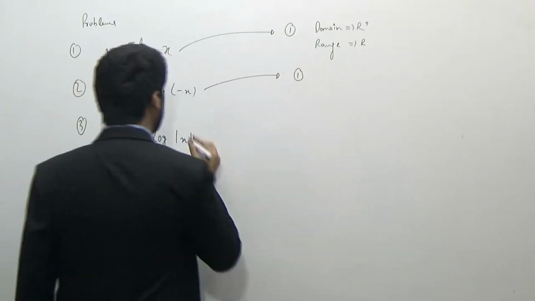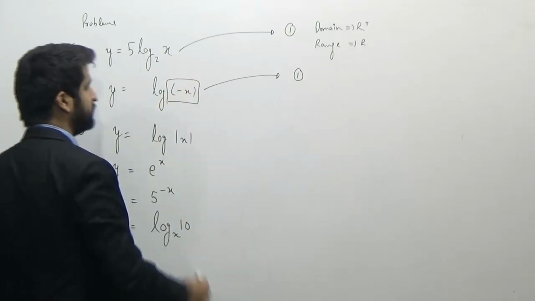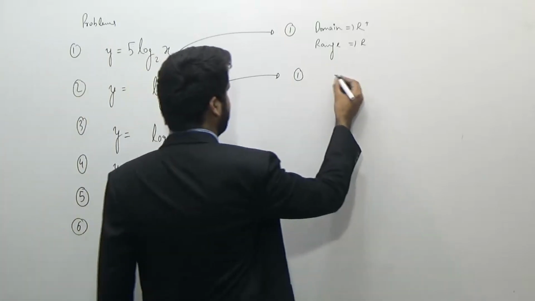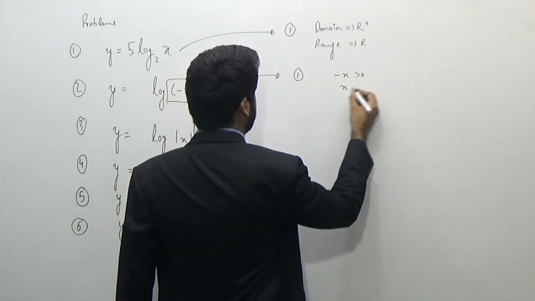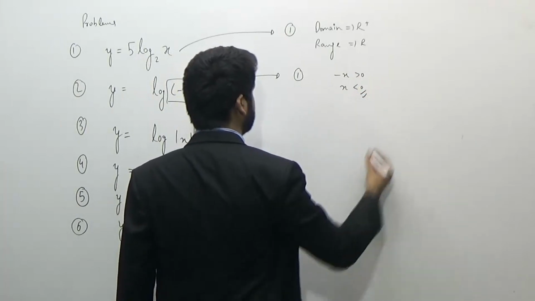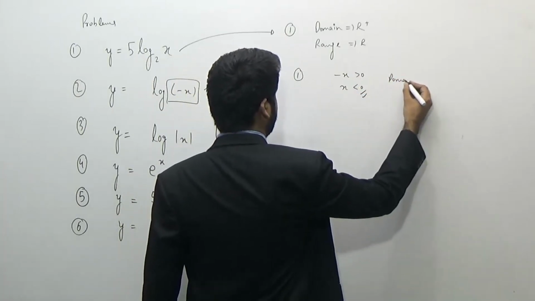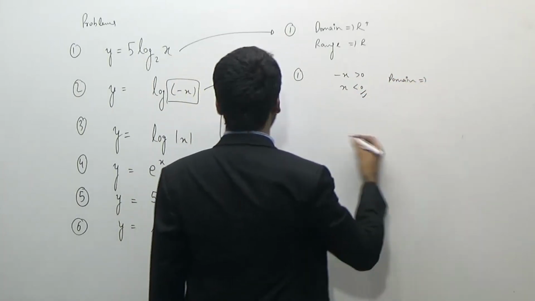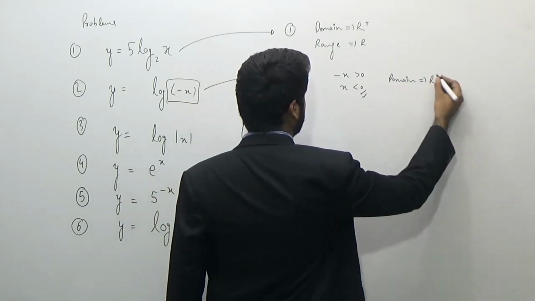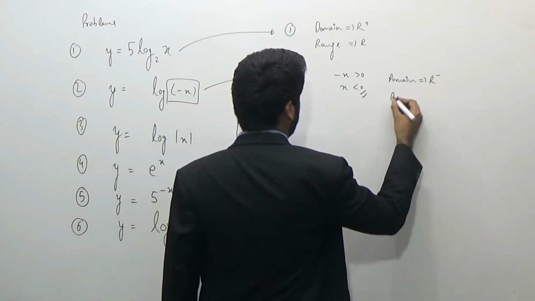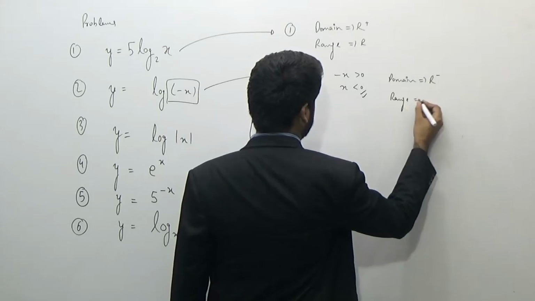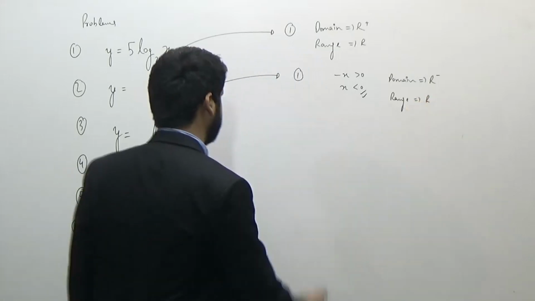In this case we know that the number inside the log should be positive. Therefore minus x should be greater than 0, so x should be less than 0. So this is a basic condition, so the domain of this function is equal to R minus, right? And the range will be all real numbers. The range will not change.